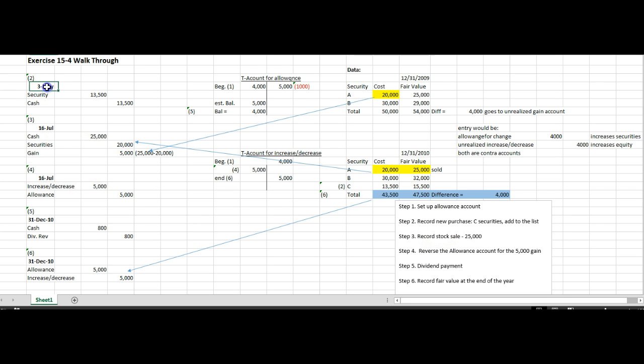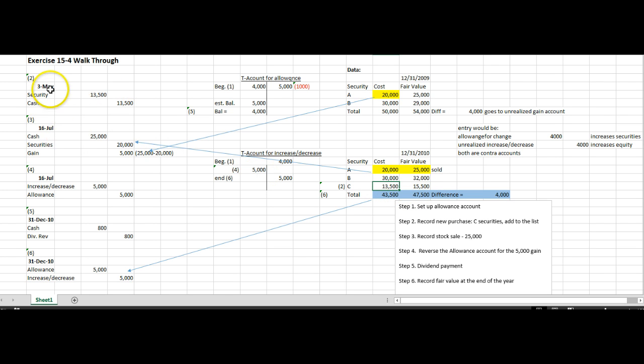The first entry is May 3rd. Not only is the bug affecting my voice, but my brain. So you're going to debit the security and credit the cash. Then you're going to start a new list here, and I've added that to our list right here. I don't know what its fair value is going to be at the end of the year, but that's an advanced entry here. So I've set this up.